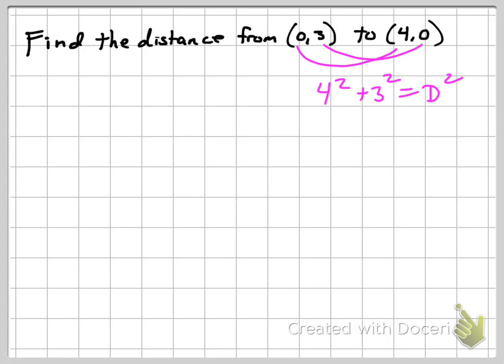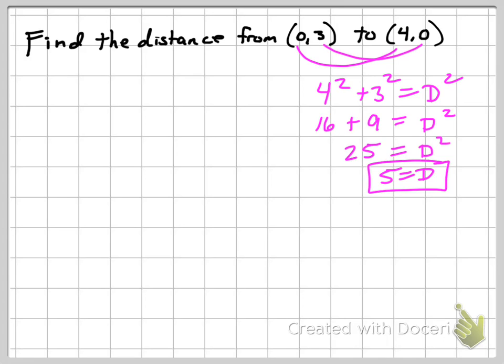Now if you're catching on, if you paid attention last year, you might start to see that this is a special triangle. It's going to end up being a 3, 4, 5. When you start to make connections, you start to see those things.